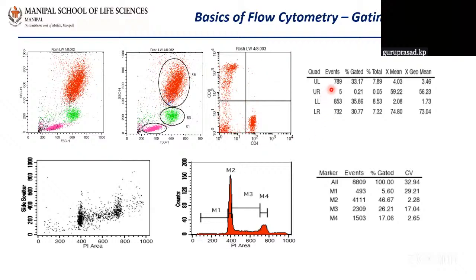I can look at the statistics of the instrument. Upper left has 789 dots, which means 789 cells are cytotoxic cells. Lower right is about 732, so 732 cells are helper cells. Whereas lower left, 853 cells are negative for both. They may be natural killer cells, they may be something else. So basically now I know the number of each of these cells.